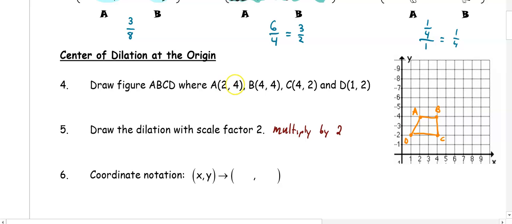So 2, 4 is going to become 4, 8. So that's going to be A prime. B is 4, 4. When we multiply by 2, that becomes 8, 8 for B prime. C is 4, 2. And when we multiply, that becomes 8, 4. So that's C prime. And then D, when it's 1, 2, that becomes 2, 4. So that is D prime. So a way to show that in coordinate notation is we're going to take our x and our y and we're going to multiply them by 2. So it's going to become 2x and 2y.